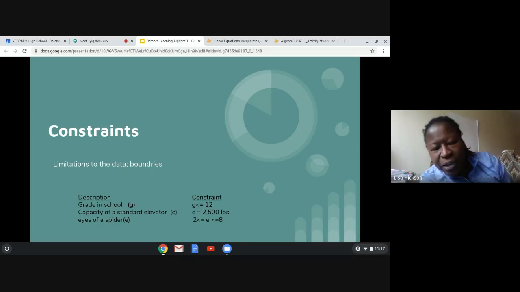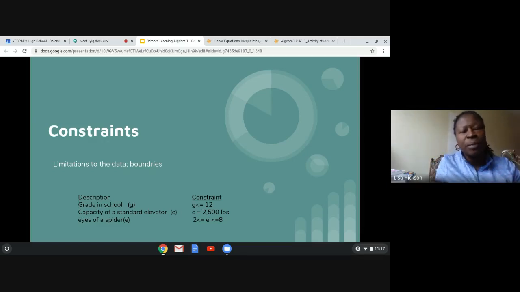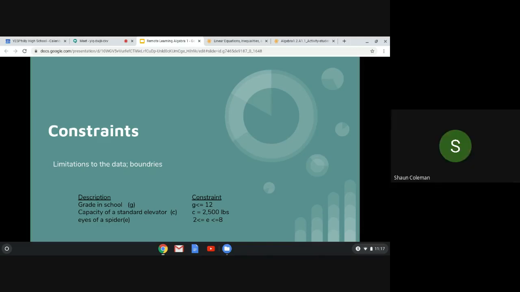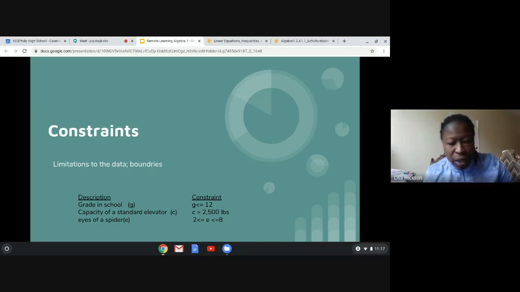Capacity of an elevator, we are calling it C, because again, when you all start determining the variables for yourself, I find it easier to make it a letter that you can remember or you can have a direct connection to. So the capacity of a standard elevator, C, is equal to 2,500 pounds. I looked it up. Okay, so the maximum amount of weight that can be on a standard elevator is 2,500 pounds.